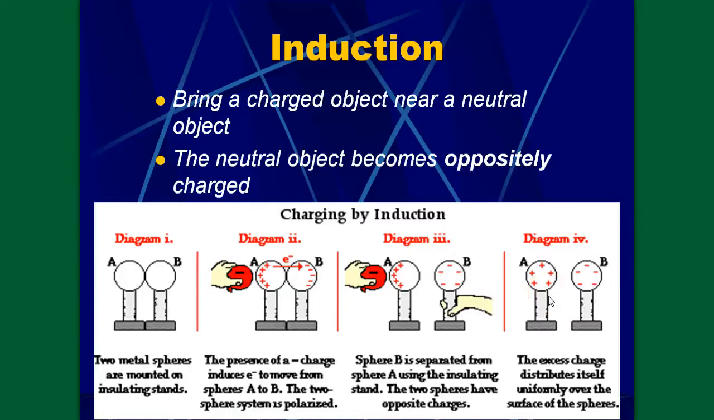Induction is the only way to get two objects that are oppositely charged. You cannot get that with conduction. And if at this point we now bring these back together and allow conduction to happen, they will again acquire the neutral charge that they had before. They will come back to the same charge because that's the result of conduction. So that's induction.